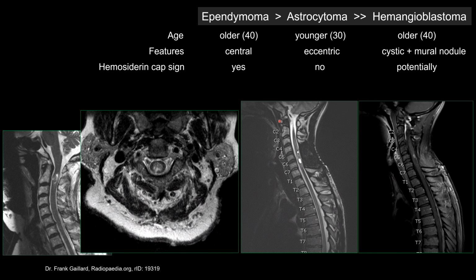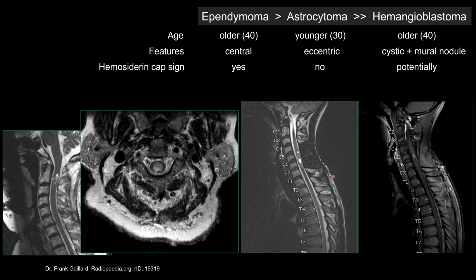In this case, sometimes you can talk about the hemosiderin cap sign. Ependymoma is a lesion that tends to bleed compared to other cord neoplasms. Therefore, if I see the hemosiderin cap sign, I will lean toward ependymoma or potentially hemangioblastoma, another lesion that can bleed. Astrocytoma, on the other hand, tends not to bleed or calcify. Therefore, you tend not to see susceptibility artifact or this hemosiderin cap sign.